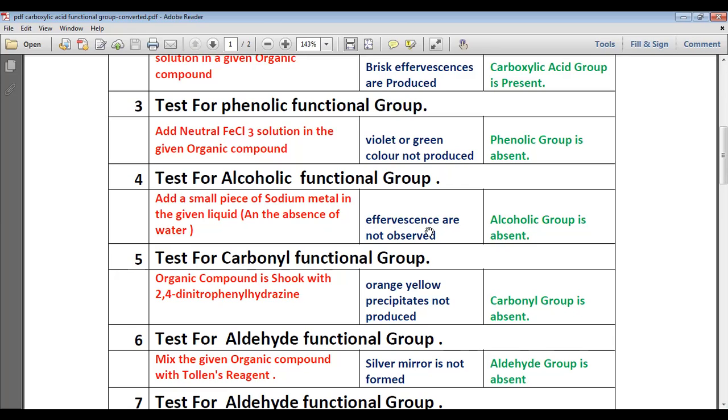But here in this case, we are given a carboxylic acid as the functional group, so effervescences are not observed, and that is why we can say that the alcoholic group is absent. For the carbonyl functional group, we perform the test in which the organic compound is shaken with 2,4-dinitrophenylhydrazine. We can get orange-yellow precipitates, but here we will not get them, and that is why we can say that the carbonyl group is absent.